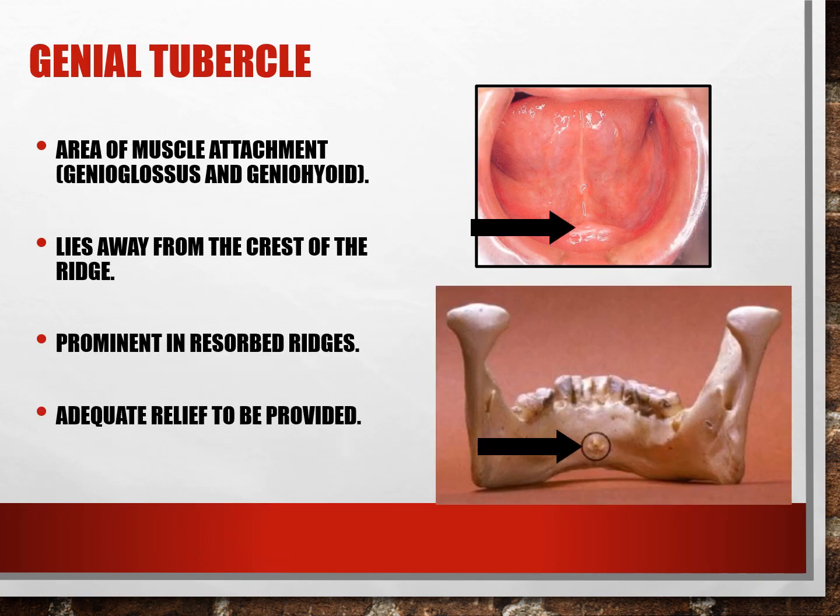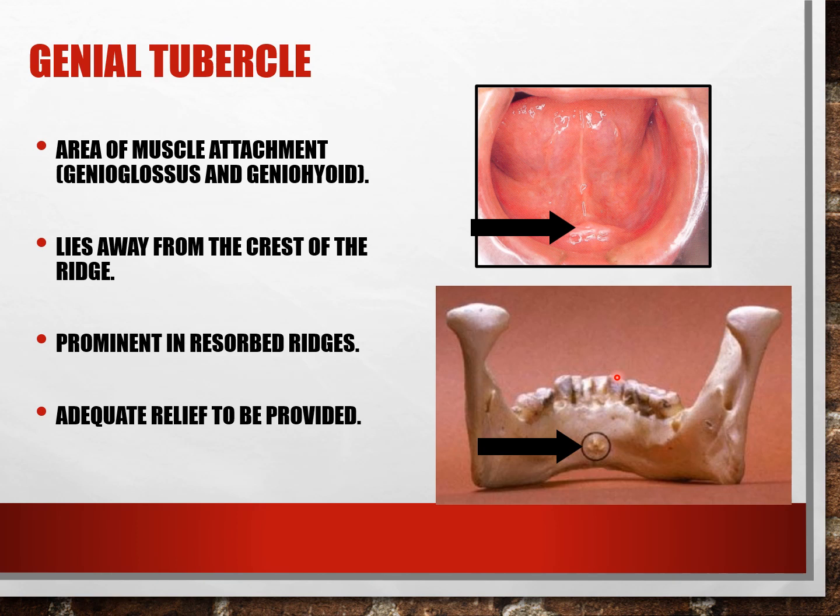Now coming to the next one, that is the genial tubercle. It is an area of muscle attachment for the muscles genioglossus and geniohyoid, and they are present over the lingual side of your mandibular bone. As we can see in the picture, here we have a pair of genial tubercles to which we have two muscles attached, genioglossus and geniohyoid. Initially it lies away from the crest of the ridge. It is prominent in resorbed ridges, as I already mentioned with the mental foramen.